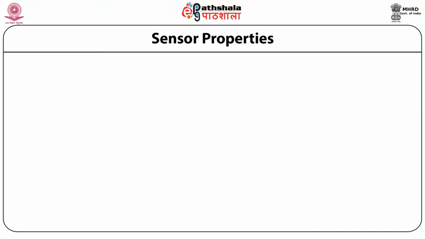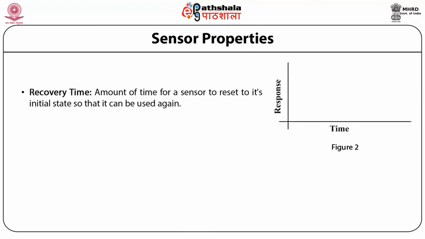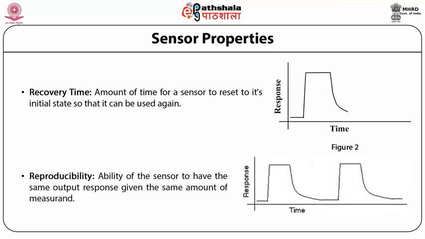Let us now discuss the recovery time, which is shown in the circled portion in this figure. It is basically the amount of time for a sensor to reset to its initial state so that it can be used again. Next is reproducibility. It is the ability of the sensor to have the same output response given the same amount of measurement.